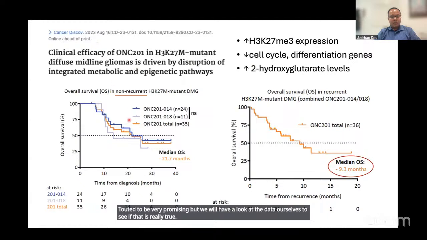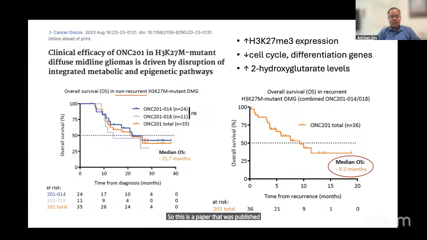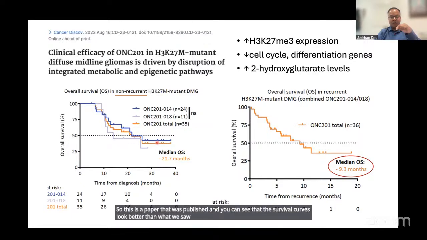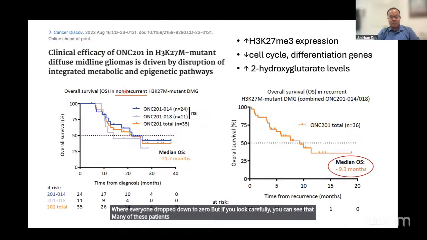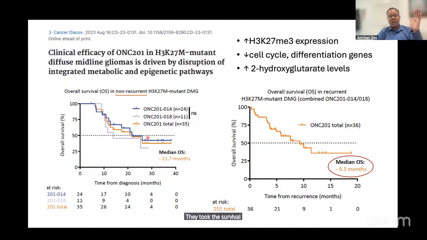So this is a paper that was published, and you can see that the survival curves look better than what we saw on the initial COG clinical trial survival curve, where everyone dropped down to zero. But if you look carefully, you can see that many of these patients were not recurrent. So they are not starting from the traditional trial standpoint where you start a new drug at recurrence and then measure survival. They took the survival from the diagnosis, and many of these patients may have got re-radiation.